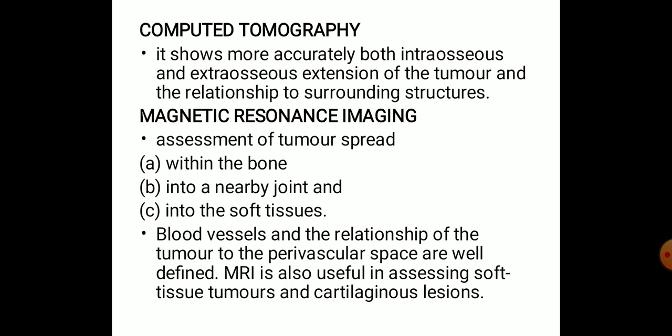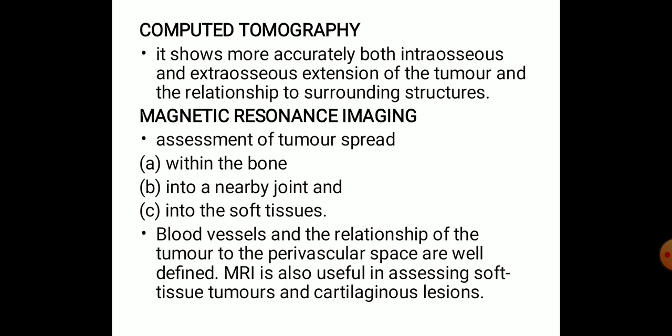One of the drawbacks of the X-ray is that we are not able to find how extensive the lesion is. We can say that there is a lesion in the cortical bone, but we are not very sure how much the bone tumor has extended into the bone or the surrounding tissues. So in that case, we go for CT examination. It shows more accurately both intraosseous and extraosseous extension of the tumor and the relationship with the surrounding structures.